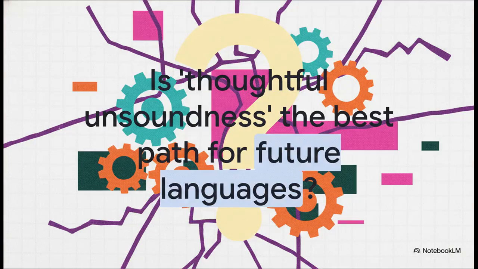And that leads us with a really interesting thought to chew on. In this world of messy, imperfect, real-world code that we all live in, is this idea of thoughtful unsoundness actually the best path forward? Maybe the future of language design isn't about chasing this impossible dream of absolute perfection, but about building smart, pragmatic tools that understand and help us manage the complexity we already have.